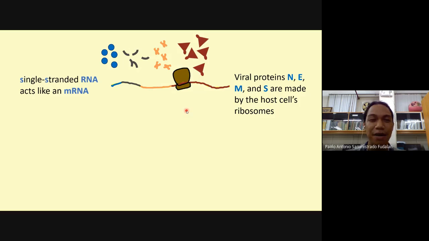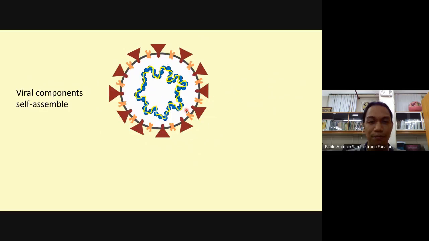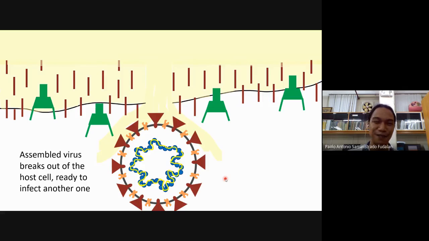And once these are made, they can then self-assemble into a new virus. Okay? So this new virus will then be free to go out of the cell. The cell will die, no? The cell will lyse. The virus will go out of the cell and it can now infect other cells. So that's a background on how SARS-CoV-2 infects specific cells in our bodies. No, those that are lining our respiratory system are most affected by this.